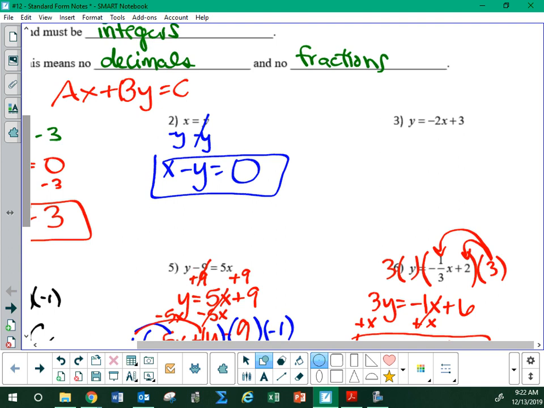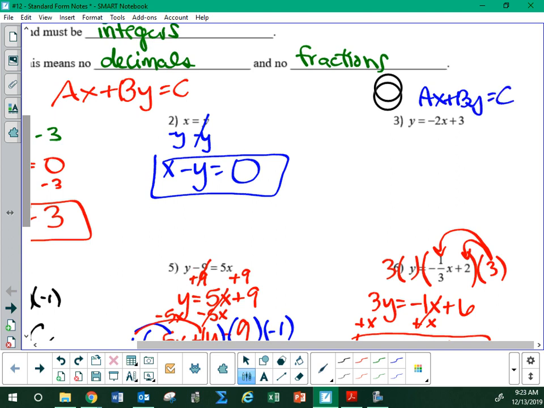Alright, so for number 3, again, we just have to get it into the form ax plus by equals c. So I need to add my 2x. We have to move our x over. Oh, that's easy then. You just move it over, you get 2x plus y equals 3. It already is x, y, constant, and it's positive. We're done.